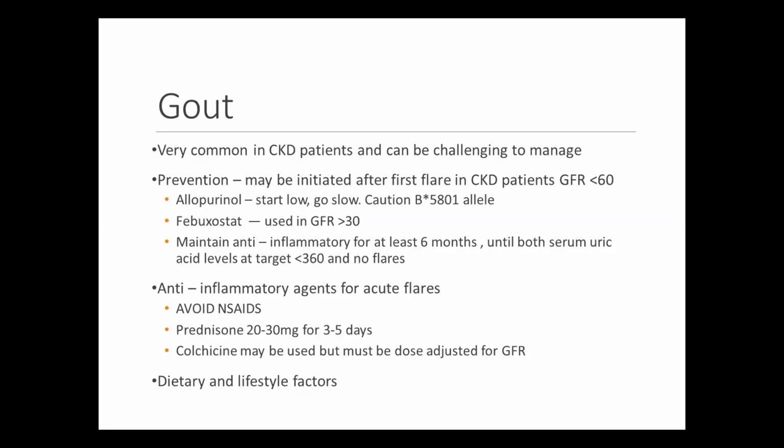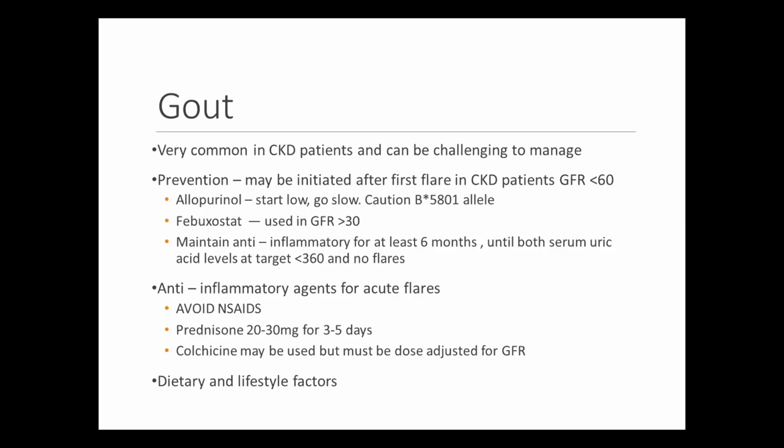In terms of the anti-inflammatory agents that are available for acute flares, of course, we avoid NSAIDs in people with low GFR. Prednisone is an option at a low dose for a short period of time, and many people have relief of this, although some people may not tolerate prednisone for diabetes, etc. Colchicine may also be used and is typically most effective when started at the onset of symptoms, but there's a lot of caution that has to be used in terms of dose adjusting it for the GFR.